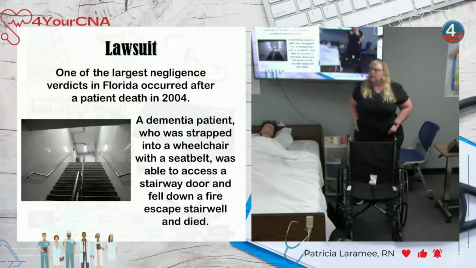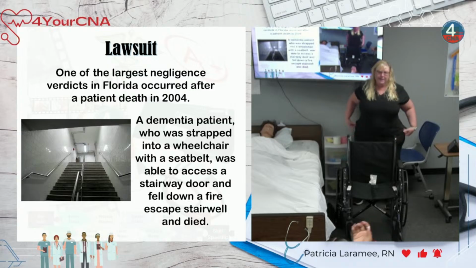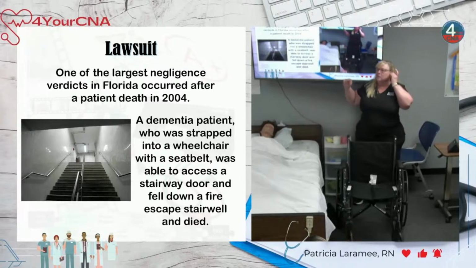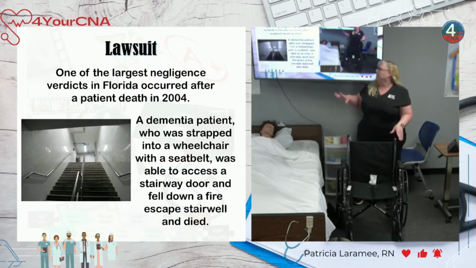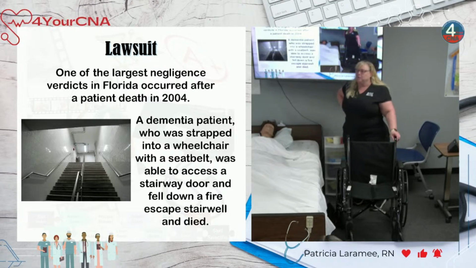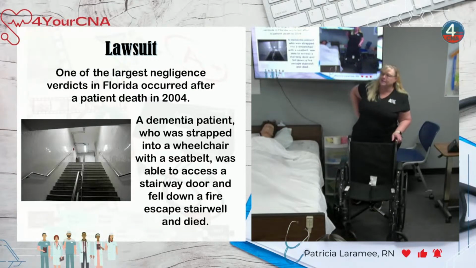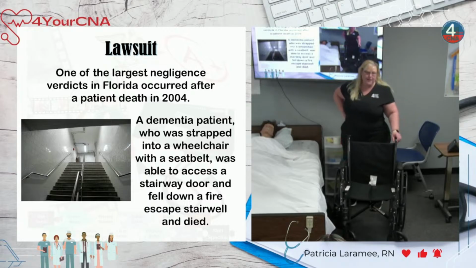One of the biggest lawsuits in Florida happened in 2004. And this is, to me, absolutely tragic. There was a series of failures here. It wasn't one thing. It was a series of failures. But a dementia patient was strapped into a wheelchair. That's a restraint, guys. We can't do that.